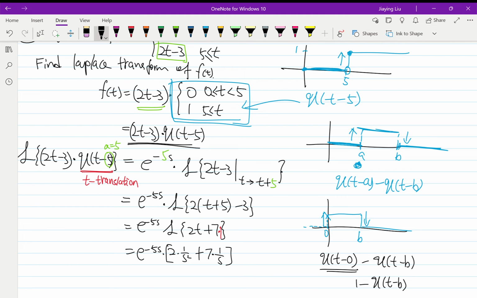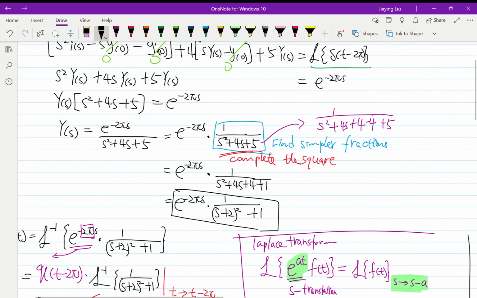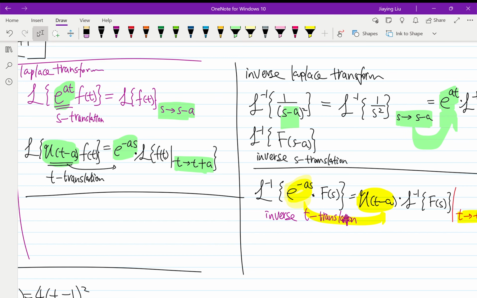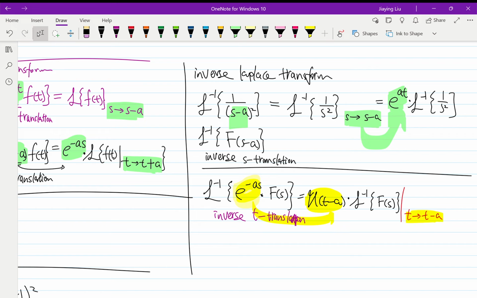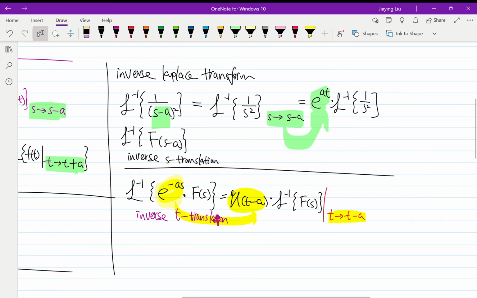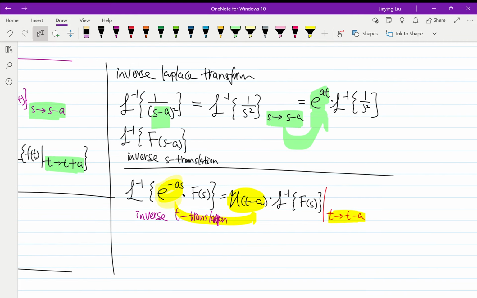Yeah. Let's see. Maybe we can just use this. So when you're doing the translation for inverse versus non-inverse, yep. Inverse always, T goes to T plus A, and then for the Laplace transform also T plus A. Correct. For the T translation, you're right: before we find the Laplace transform, we have to substitute the T with T plus A. For the inverse, at the very end, after we find the inverse Laplace transform, we need to replace the T with T minus A.